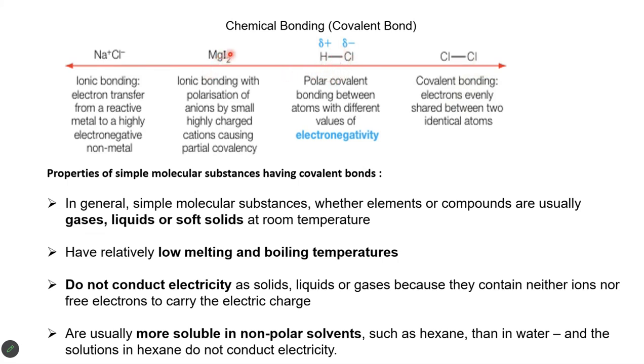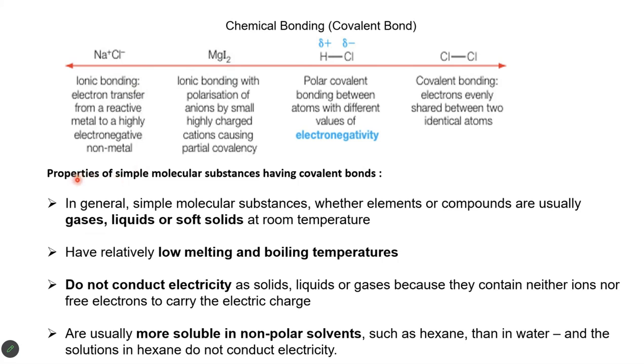And this magnesium iodide is an ionic bond, but since there is some electronegativity difference, though it is not as high as this one, we have a little bit of partial covalency in this ionic bond compound. But here, sodium chloride has a high electronegativity difference value, and therefore this is a purely ionic bond.